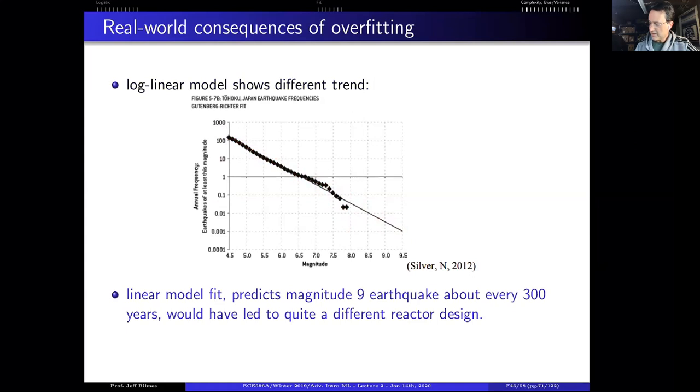With a linear model, it predicts a magnitude 9 earthquake every 300 years, which is quite different from 13,000 years, right? If it's possible that there's such a large earthquake every 300 years, then chances are it could happen in the next 20 years, in the next 50 years, in the next 100 years. But the point is, it might happen soon. And with a linear model, you would have had a completely different reactor design. It would have been more expensive. Maybe you would have chosen not to build a power plant there. Or if you insisted upon there being a power plant there with this kind of model, you would have designed it very differently.